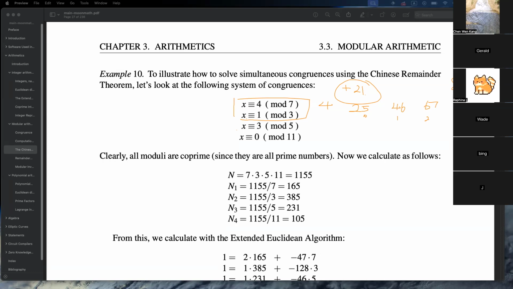Yes, 88 mod 5. 88 mod 5 will be 3. Okay, great. So here with this, we know it's 88, right? x is 88, right?